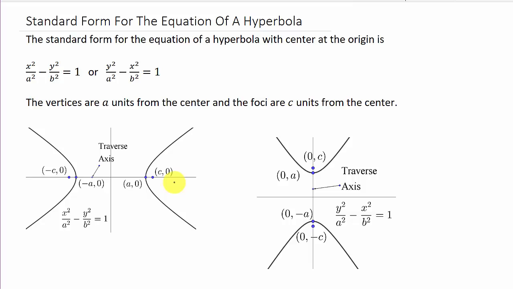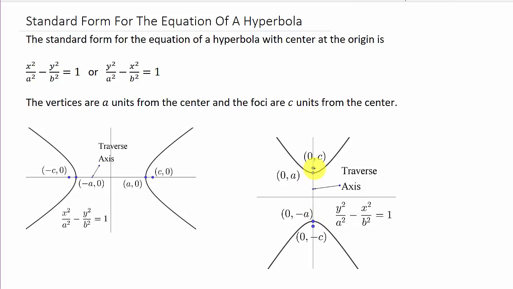All right, so if we got x squared over a squared minus y squared over b squared, notice the x term is before the y term, then that hyperbola is going to open left and right. And if the y term is first and then you've got the x term, that hyperbola is going to open up and down. It's kind of easy to remember. Just think, if x is first, it's going along the x-axis. If the y term is first, it's going along the y-axis.